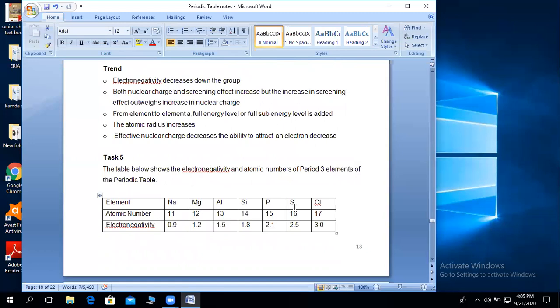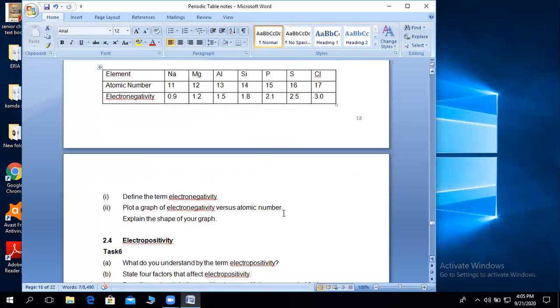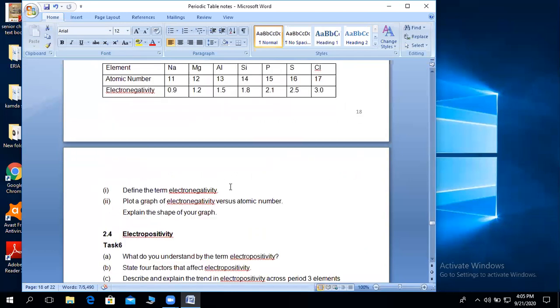Now, this is an assignment and it is about electronegativity. We can ask you to explain the trend of electronegativity. Define the term electronegativity. Plot the graph of electronegativity versus atomic number. I think you are going to plot this graph in your free time. Then you explain the shape of the graph.